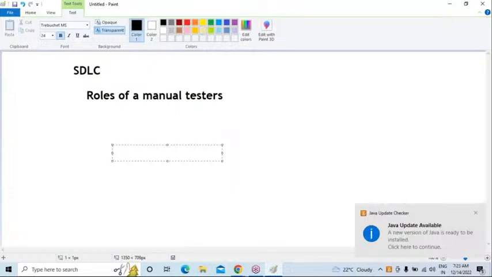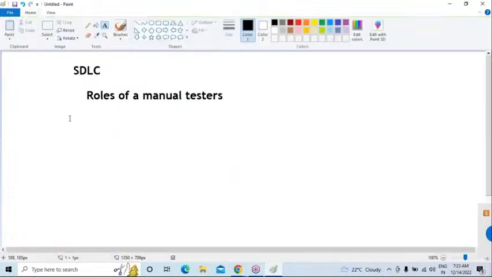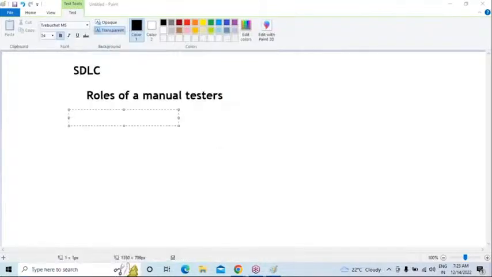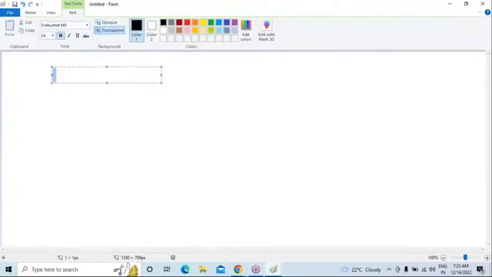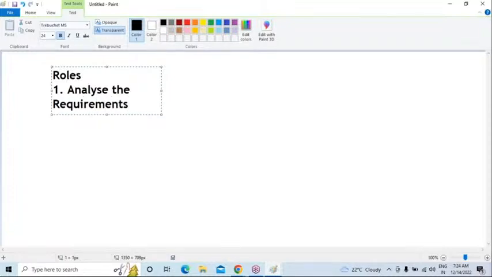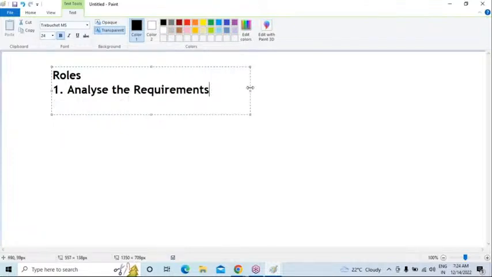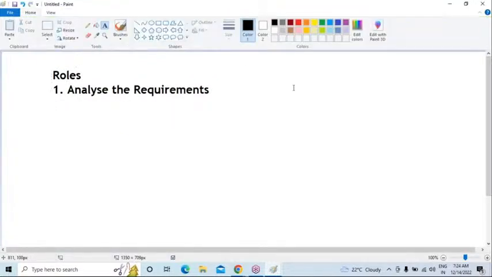So coming to this, the duties of a tester. The first role is, whenever we are assigned any work, we have to analyze the requirements. We already discussed this. The development will happen in agile methodology. In agile, how the task is allocated to the tester, I'll explain now.